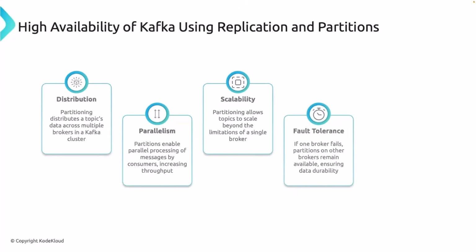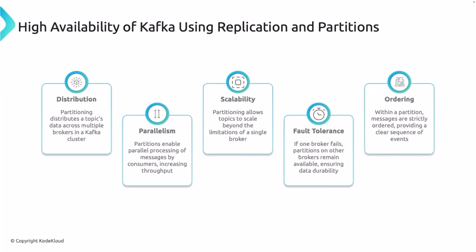Now let us speak about the fault tolerance. What happens if one broker fails? Partitions on the other brokers remain available, right? That is done using the concept of replication, and we shall understand this in a bit more detail in a few minutes. Finally, let us speak about ordering, and this is important.